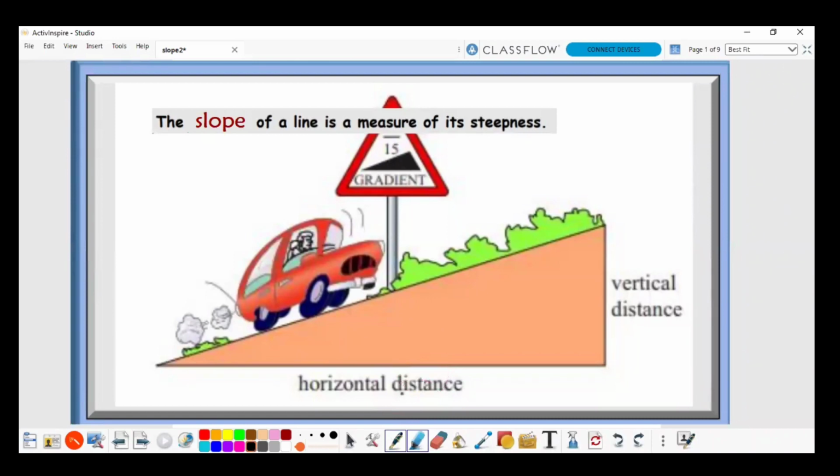When we talk about the slope of a line, we are talking about the measure of its steepness, how high our line is. As we can see in this road, we have this line. If you want to determine how high our road is, we are going to consider the horizontal distance and the vertical distance. Again, when we talk about slope, we are talking about the steepness of a line.